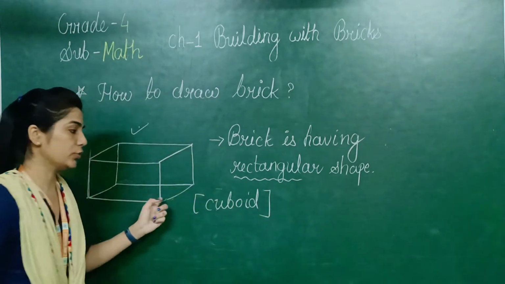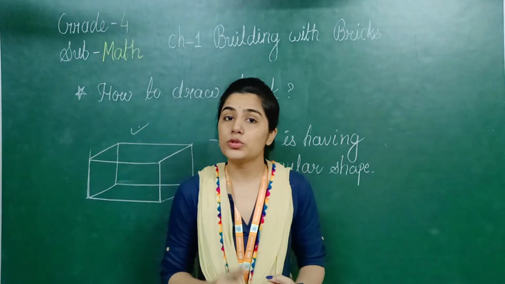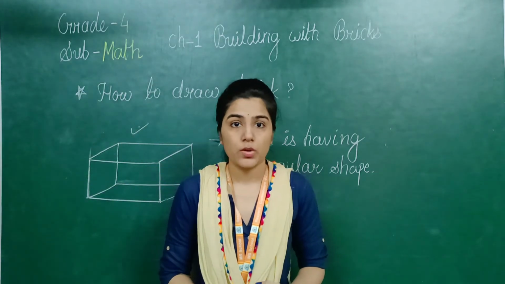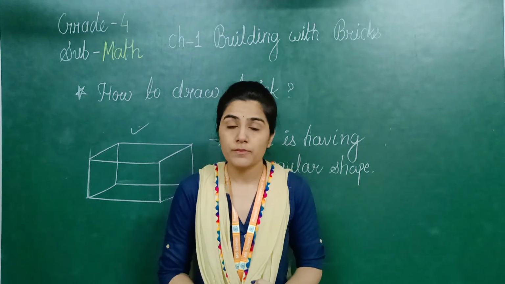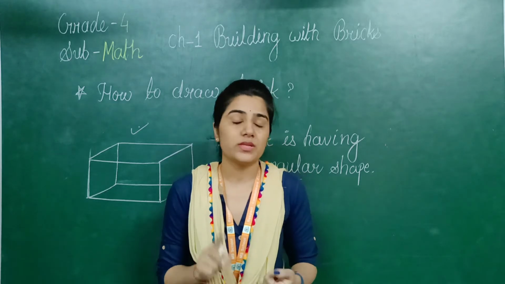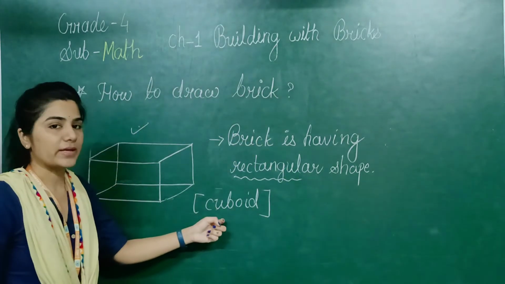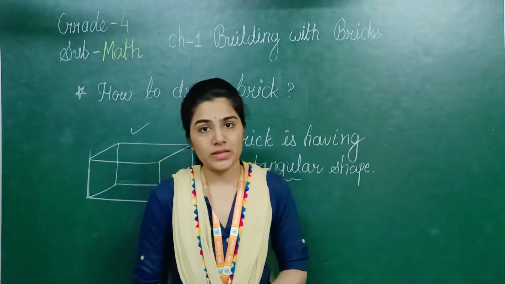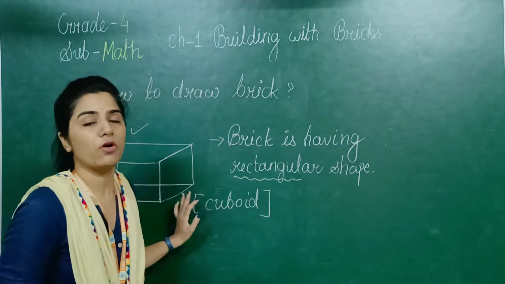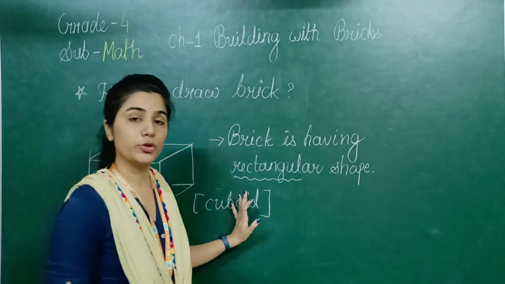This is called a cuboid. Why cuboid? Because if we want to draw a solid shape, all the solid shapes such as cube, cuboid, sphere, these all are solid shapes. So what is the solid shape of a rectangle? Cuboid. That is why we can say that this whole shape of a brick is a cuboid, right? That's why I have written cuboid here.